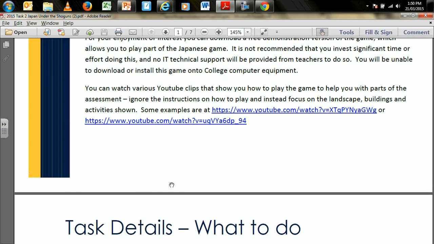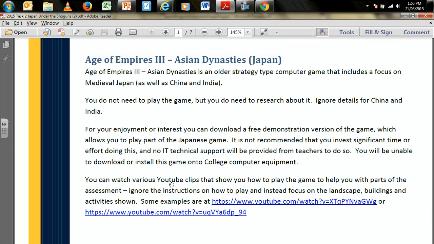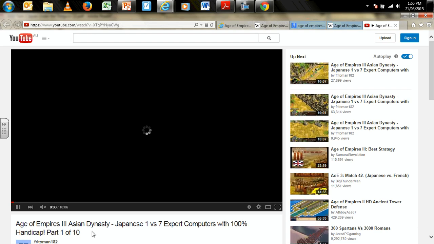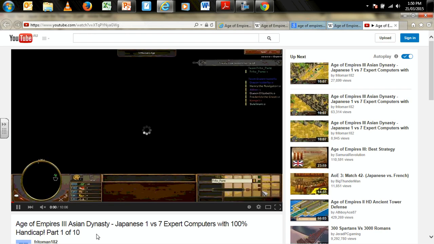Now remember, you don't even need to play the game to be able to do this assignment. All you need to do is have a little bit of a look at the features of the game as it's being played by somebody else. So if you have a look, the first link is probably the better link to look at, because the second one talks a lot about how to actually play the game.